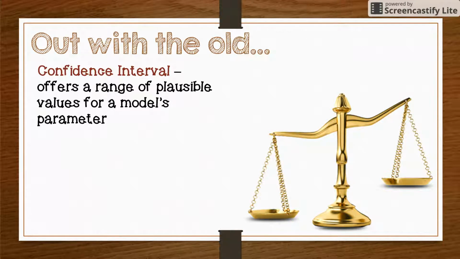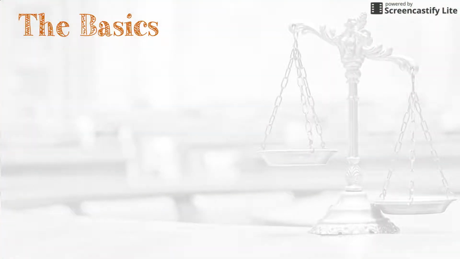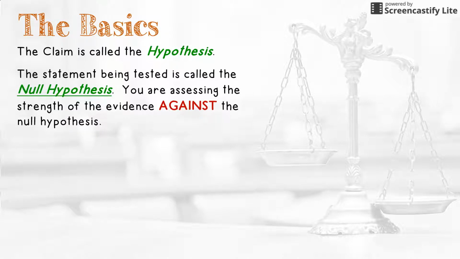So here's the thing. Confidence intervals offered a range of plausible values for the parameter. It's somewhere between here and here, kind of like a net. You're trying to catch the fish. Hypothesis testing is kind of the other side of that coin. It assumes something is true, tests to see whether what I saw is actually consistent with that claim, and then we determine if it's unusual or not. So here's how the basics work. You start with, obviously, a hypothesis or the claim.